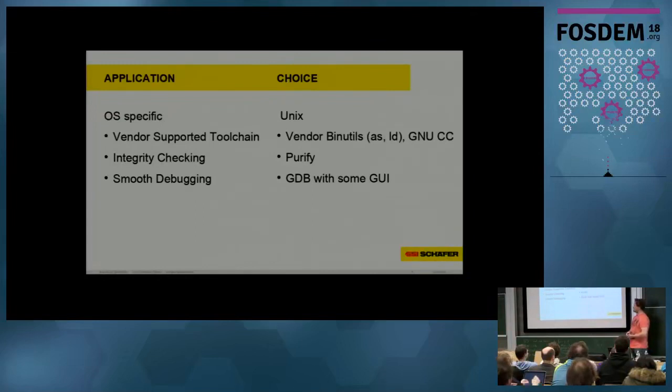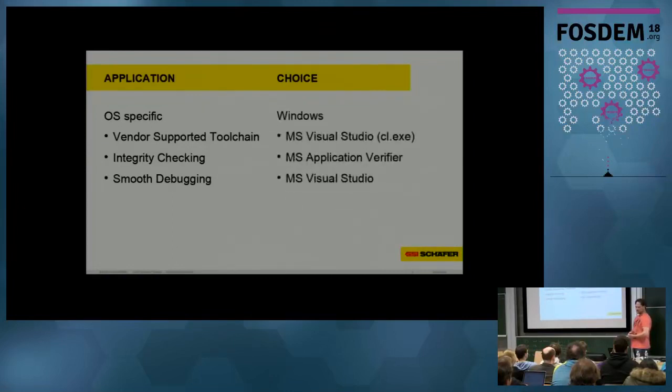The difference is in the integrity checking tools. They usually work when using at least the vendor binutils. Sometimes there are problems when using GCC as the base compiler, but usually they work. And fortunately, even GDB does work so far on these operating systems. But then there is Windows.